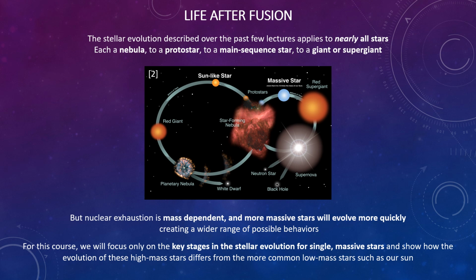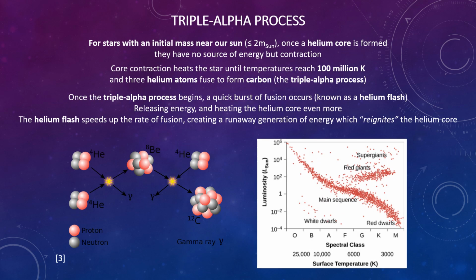And this creates a much wider range of possible behaviors due to how much mass they have and the potential that that gives for different types of fusions. And so for this course, we will only focus on the key stages in stellar evolution for single, that is isolated, massive stars, and how these evolutions of high mass stars differ from more common low mass stars like our sun. So first we're going to talk about the triple alpha process.